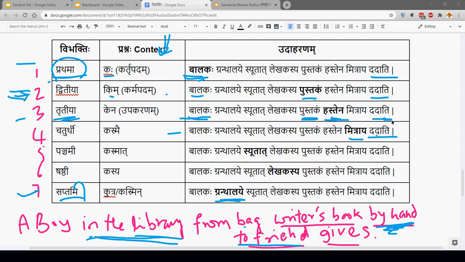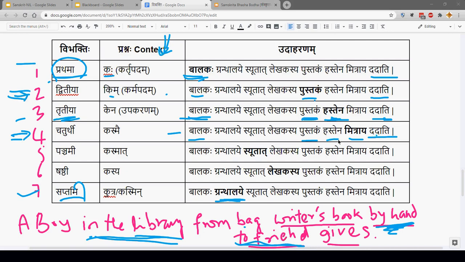Now friend, mitra, is the base word, and if we apply the fourth case affix to it, then we get mitraya. So to put this to friend, to whom the giving action is being performed, or who is getting the benefit of that action of giving, that word we put in the fourth case ending. So the fourth case ending form of mitra is mitraya. So now at this stage we have one more word in the sentence. Balakaha pustakam hastena mitraya dadati. Now there are five words.